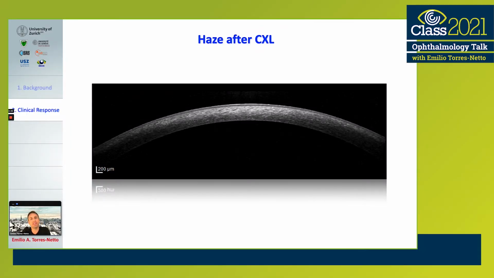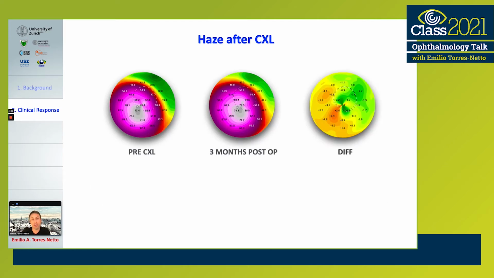cases that we see after cross-linking that still have haze. So haze is very controversial in cross-linking because theoretically it could only be mediated by activated keratocytes, and during cross-linking or after cross-linking we kill keratocytes. And so about haze, there are two interesting points.